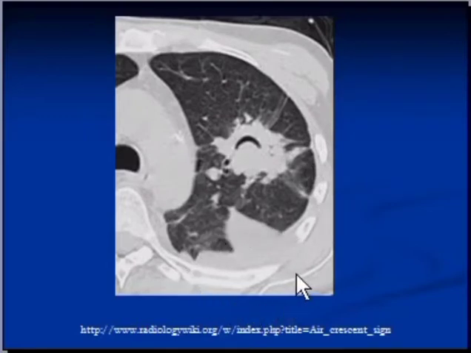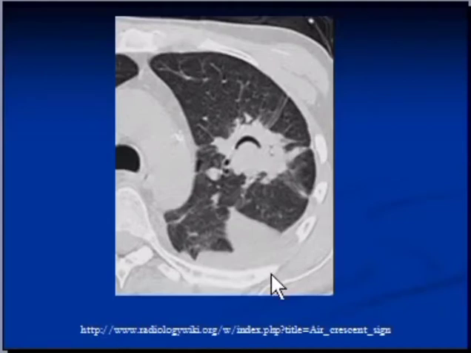In the posterior part of the image there is the fluid density. In the middle there is a lesion that does not have clear or smooth boundaries. Moreover, it has an air density trapped within it, which is making a crescent shape, like an early moon. This sign is known as air crescent sign and can lead you to a very definite diagnosis.